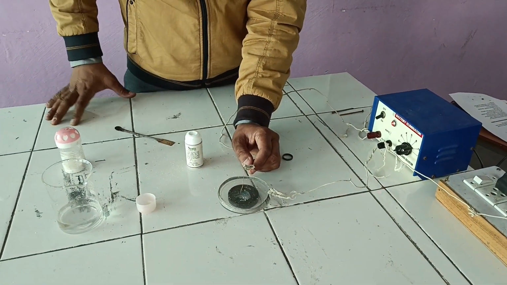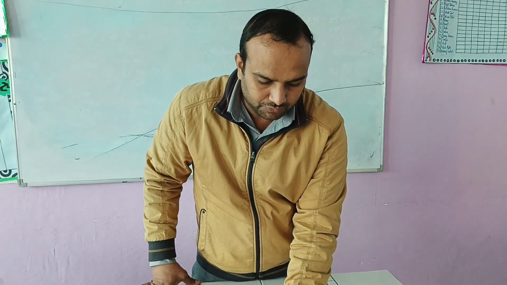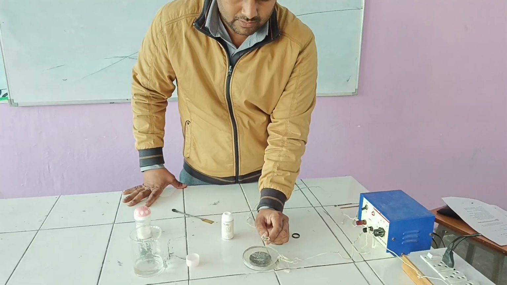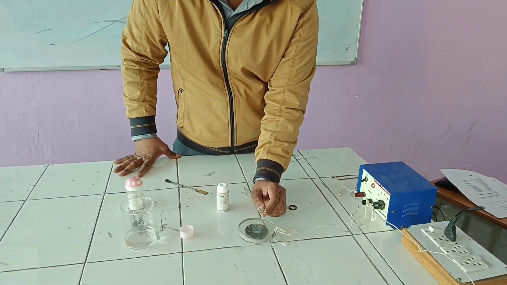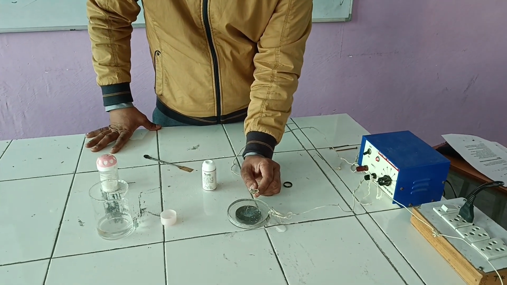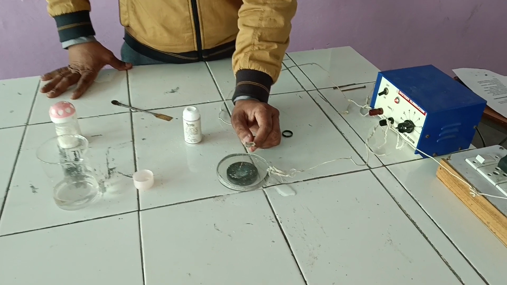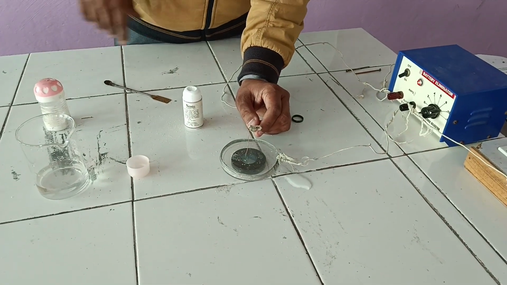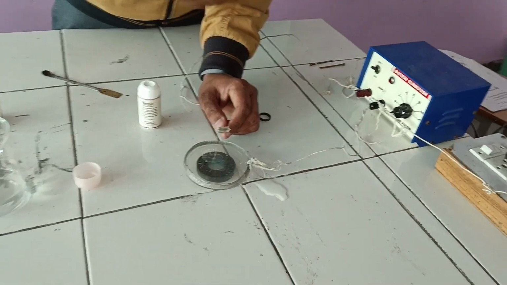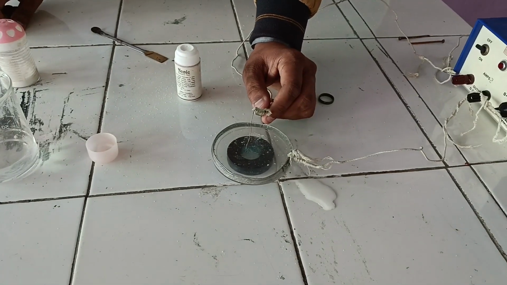So this is a very easy demonstration: force on a charge. The powder particles keep on rotating as long as current and magnetic field are there. So this is the first activity.